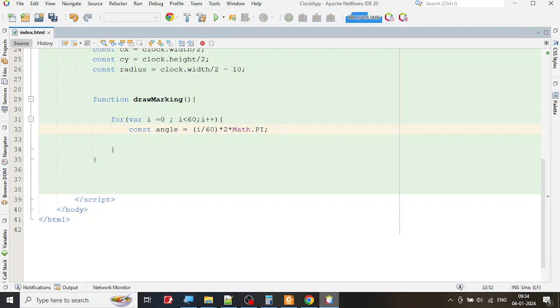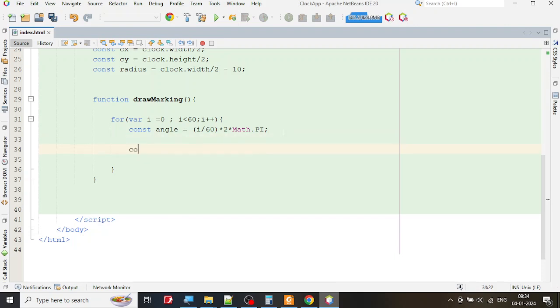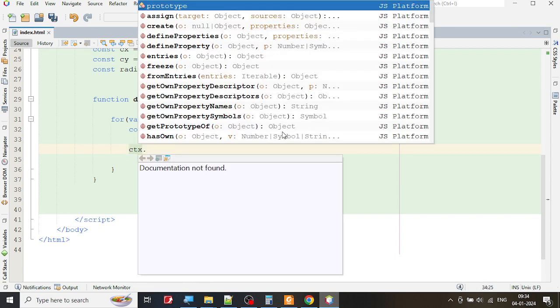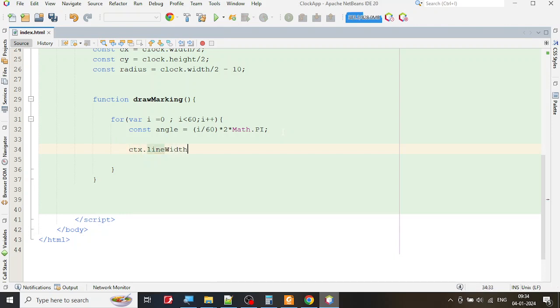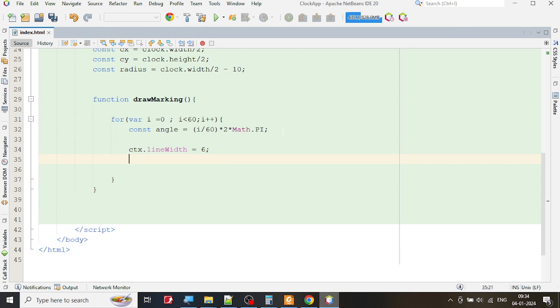Okay, so let me make this one constant. Let me go to this canvas itself, that is the context, so ctx, and I'm going to say line width, because I'm going to draw a line there. I'm going to take 6 pixels as the line width. Also I'm going to take black as the color, so I'm going to say ctx dot stroke style is equal to black.